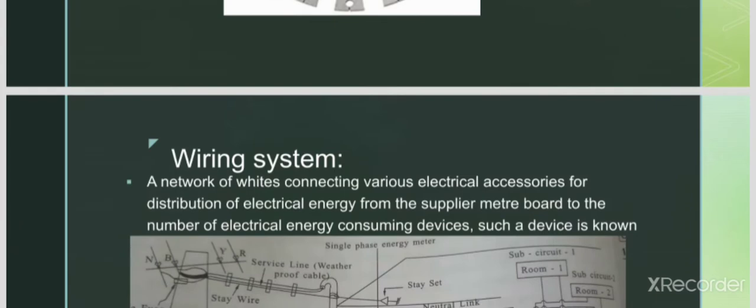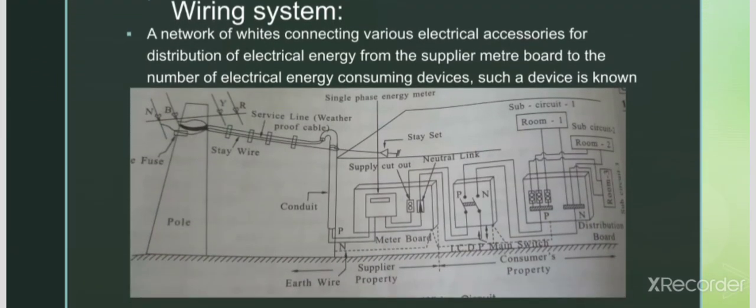Coming to the wiring system, it is a network of wires or cables connecting various electrical accessories for distribution of electrical energy from the supplier's meter board to the number of electrical energy consumption devices like lamps, fans, TV, refrigerators, and the remaining domestic appliances. This is called the wiring system.